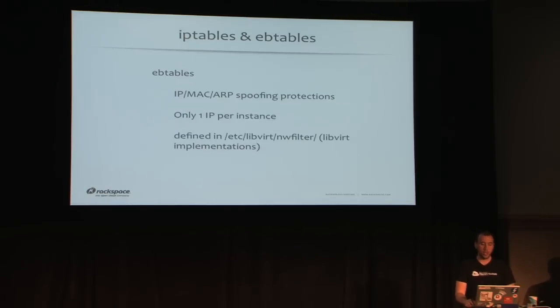Some of the default ebtables stuff, at least in the libvirt implementation, does IP, MAC, and ARP spoofing protection, and doesn't let you assign multiple IPs inside an instance. It's trying to prevent you from doing that. It's really following the public cloud model where people aren't going to be able to have multiple IPs inside of an instance. It's basically there for protection.